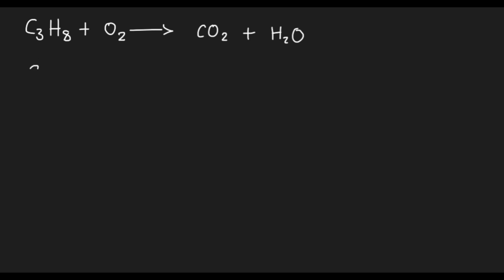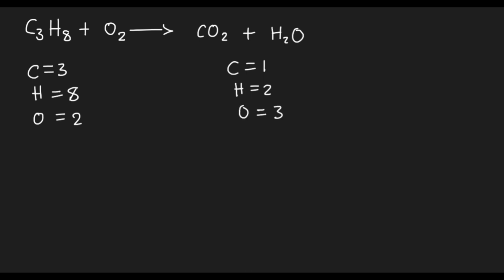So let's check if it's balanced. We'll begin with carbon atoms. On the reactant side we have 3 atoms of carbon. On the product side we only have 1. Then what of hydrogen? 8 atoms here, then 2 atoms here, so hydrogen is also not balanced. Then oxygen, we have 2, then here we are going to have 3. Where is 3 coming from? 2 atoms of oxygen from carbon dioxide and 1 atom of oxygen from water, so 3. So we can see that everything is unbalanced.